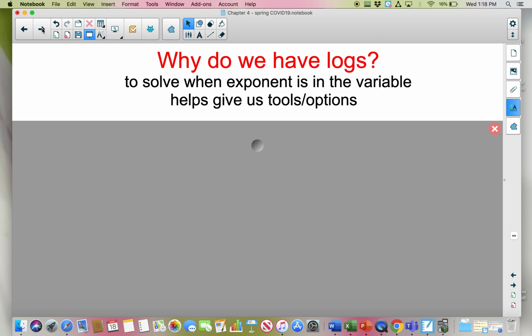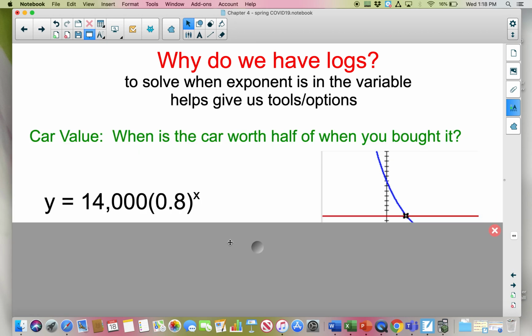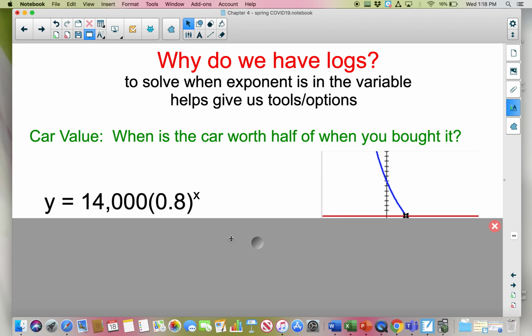All right, and then we are going to end with kind of the grand finale, like really why in the world are we going to use these? So I'm going to go back to the other day when we talked about your car being worth half the value of when you bought it. Your car was initially purchased for $14,000. It went down by 1/5 if you recall that problem. So this models the value of your car. Okay, when is the car going to be worth half?